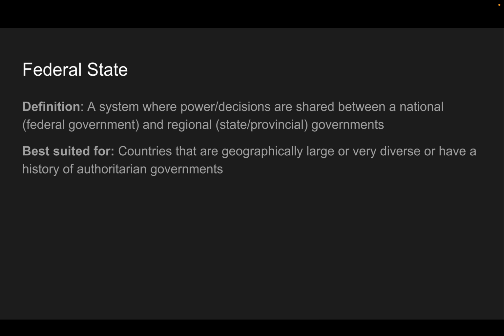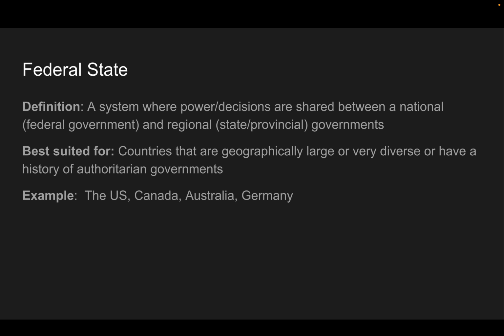Also, countries that have had a history of authoritarian governments. So Germany is on the smaller side compared to the United States, Canada, or Australia. Germany, because of its history with Hitler and the Nazis, has a federal state. Again, some smaller countries that have a history of central governments that abused their power have deliberately chosen to be federal, despite the fact that they don't necessarily need to be based on their size.